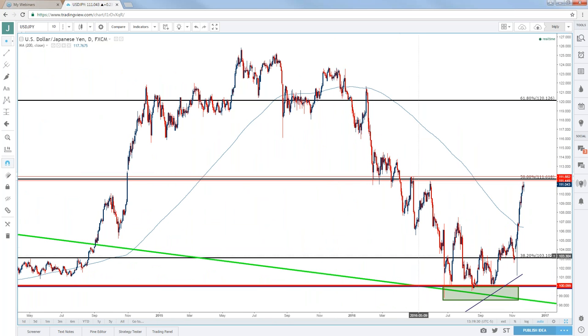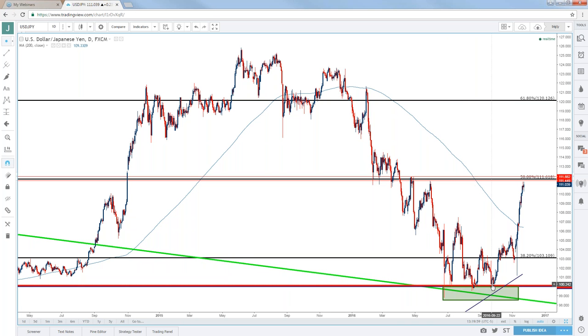These types of moves can be really difficult to try to time, and this is a good reason as to why. It took me a couple of months for the move to actually materialize, and I had to sit through quite a bit of grind down here near support while that was happening. But this is often how we'll see trends change. It won't usually be on the turn of a dime. We'll have some type of bias bring prices down to a long-term support level like 100 here on dollar yen. It'll churn for a while.